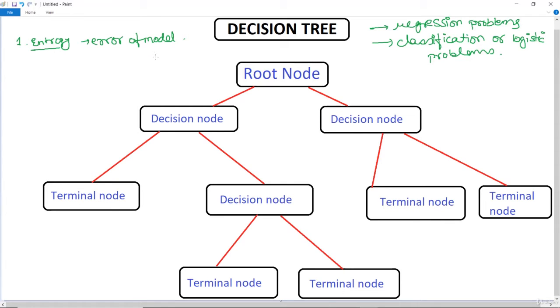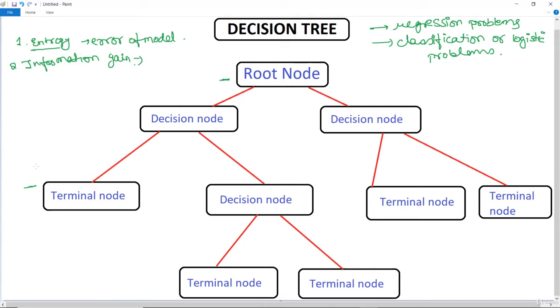Next we come to information gain. Now this information gain is based on the decrease of entropy after a data set is split on an attribute. Information gain is the difference of the error in the root node and the leaf node. Here you can see the root node and the leaf node, also known as terminal node.